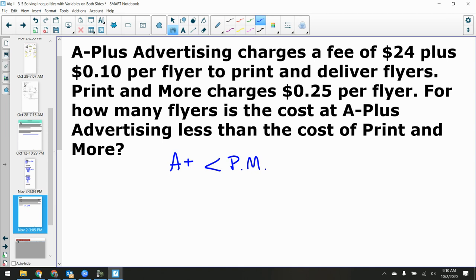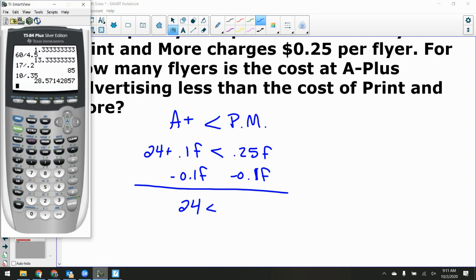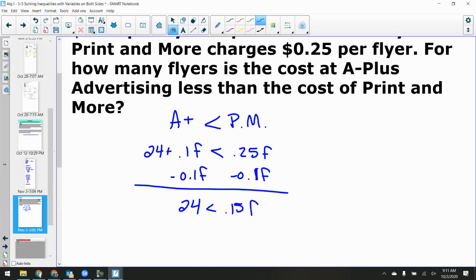Okay, so A Plus was 24 plus an additional 10 cents, 0.1 per flyer, let's say F. Print and More is just 25 cents. They don't have that initial charge. Okay, so how do I solve this? You would subtract 0.1. Good. All right, so it's 24 is less than 0.25 minus 0.1, which gets us 0.15F. And then divide over to the other side.